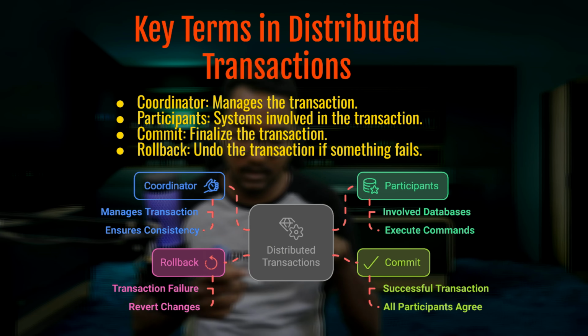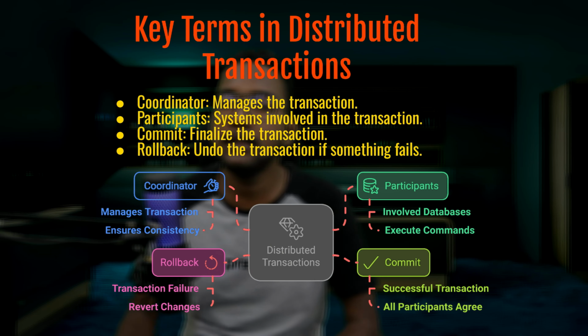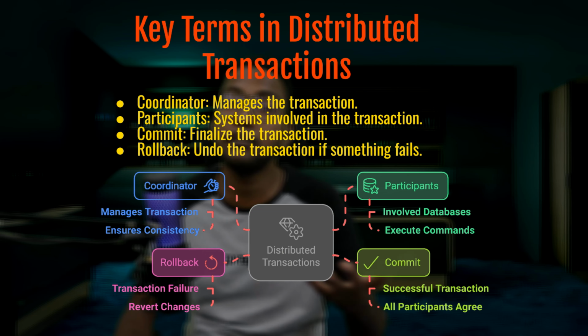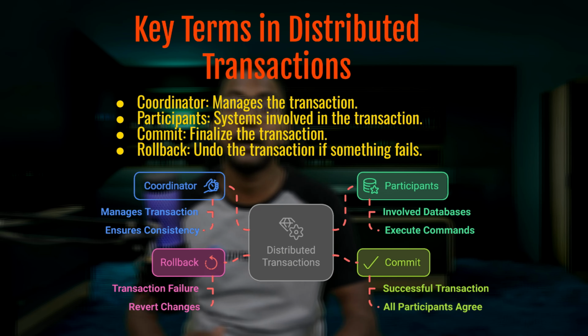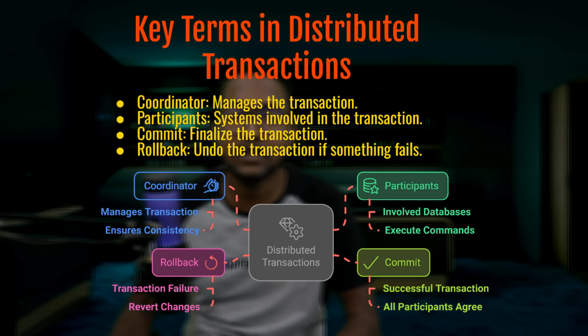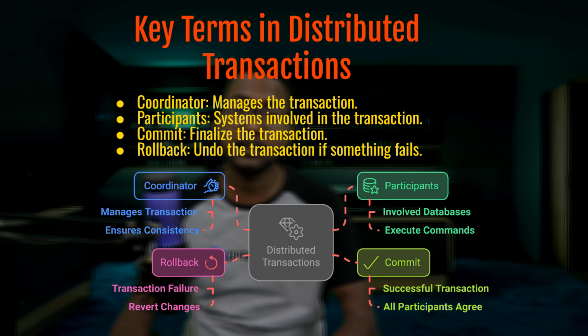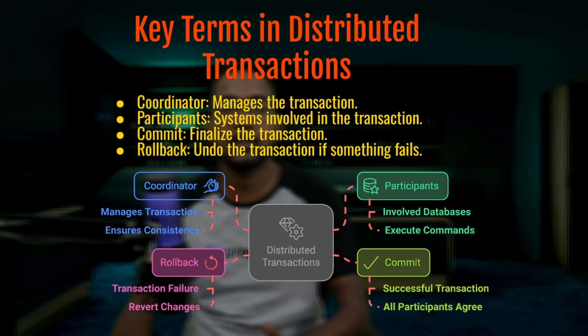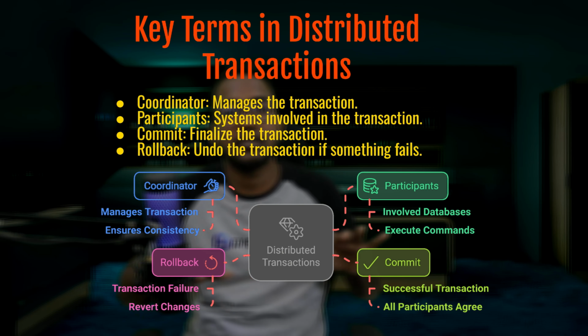Third thing is commit. A commit basically means that the participant has successfully completed its part of the transaction and is ready to make the changes permanent. Once a participant commits, it confirms that everything is good on its end, and if the coordinator receives a commit signal from all the participants, it finalizes the transaction, making sure that all changes are made permanent across all the systems.